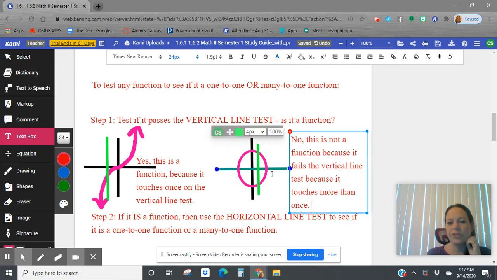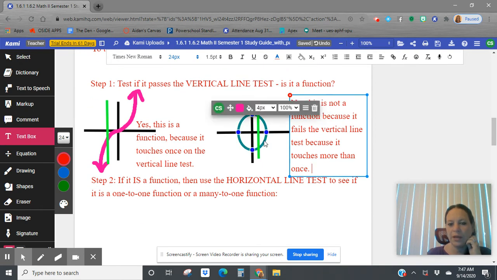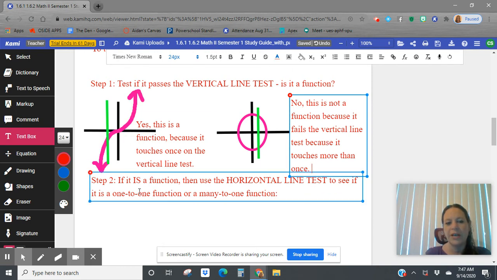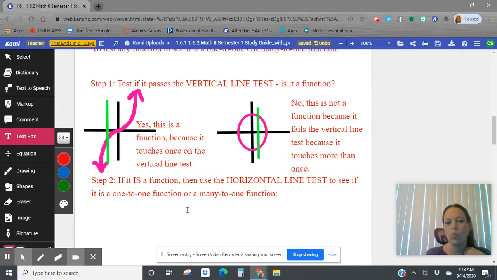So on this one, you're done. You cannot go on and test this with the horizontal line test because it's not even a function. So we can't say it's a one-to-one or a many-to-one function because it's not even a function. So you're done with this one. But this guy over here, this cubic function, if it is a function, then use the horizontal line test to see if it is a one-to-one.